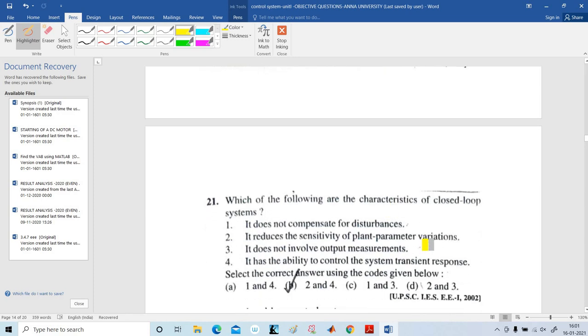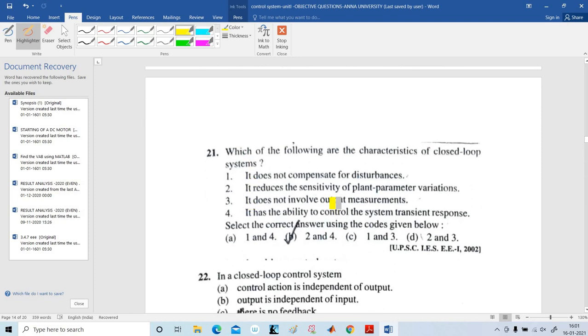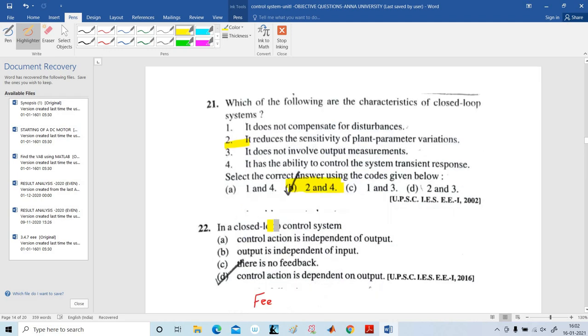Next, which of the following are the characteristics of the closed loop system? So the first one, it does not compensate for disturbance. Wrong. It reduces sensitivity of the plant to parameter variation, is correct. Then it does not involve output measurement. Wrong. It has the ability to control the system transient response. So second and fourth are the correct answers.